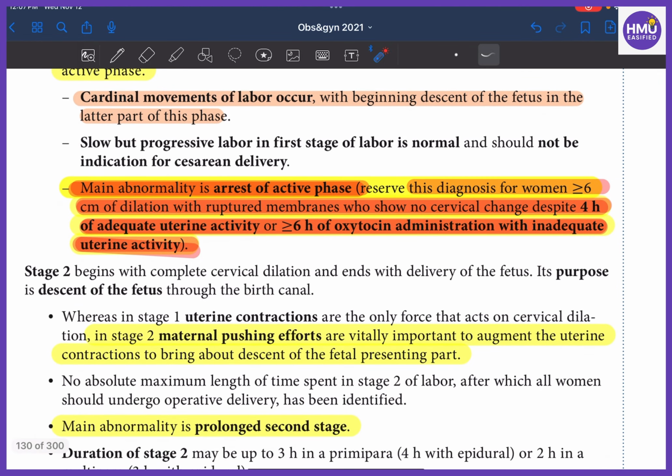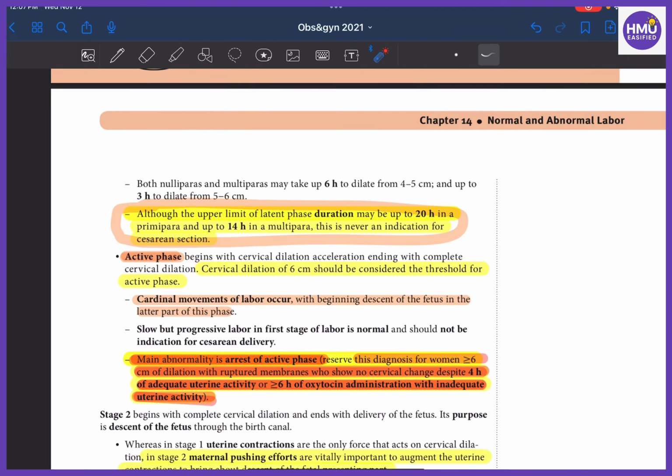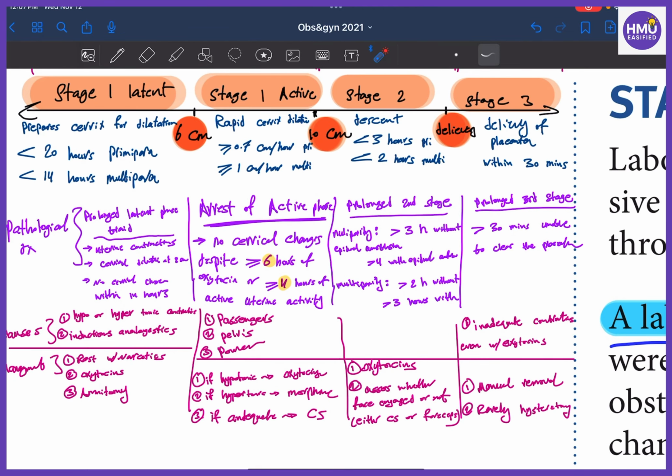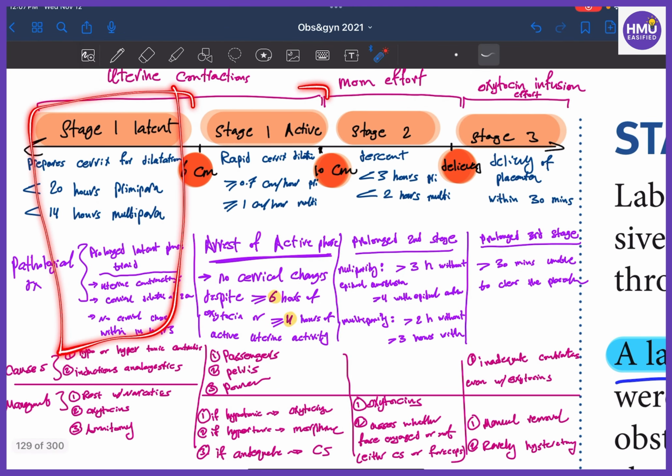Okay. So, we have abnormalities in labor. Okay, we'll study them all later. Okay, these are the abnormalities. We have an abnormality in latent phase and one in active phase.